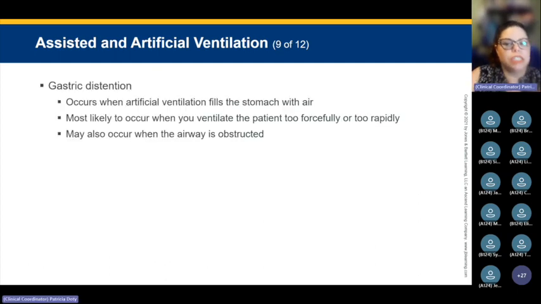All right, gastric distension. This occurs when artificial ventilation fills the stomach with air. Remember, we talked about this just a minute ago. I told you most likely it's going to occur when you ventilate the patient too forcefully, too rapidly, or even when the airway is obstructed, such as when you don't open the airway appropriately. So be careful of that. Gentle, slow, artificial ventilations delivered over 1 second are going to be the best bet for you to stop gastric distension from happening.